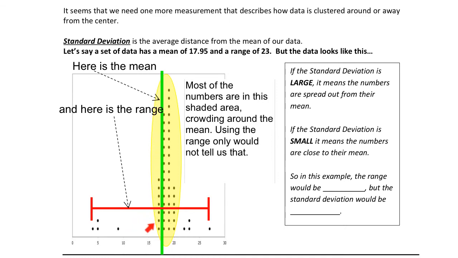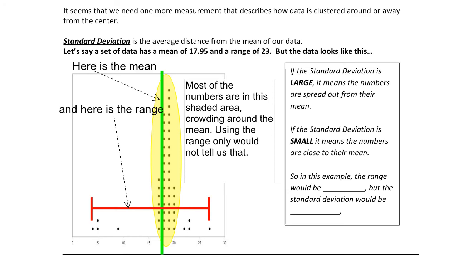So what that means is that our standard deviation, the closer that all of these points are to the mean, the lower the standard deviation will be. Even though the range is quite large in this example, the standard deviation will be small because the points are all clustered near the mean.